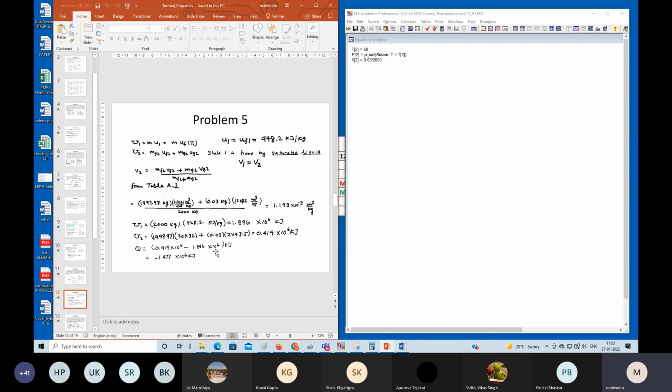This is the procedure we have followed. Then you need to calculate internal energies here, U1 and U2. Then only you will be able to find out Q. Okay, let us see.